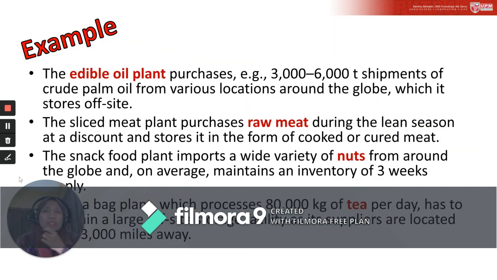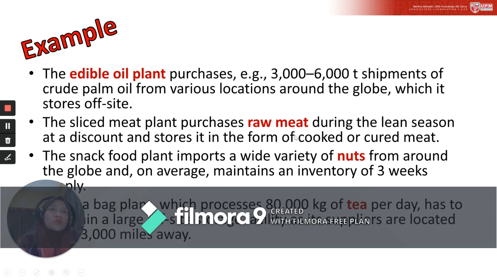This example shows the reality in the food industry. For example, an edible oil plant normally purchases about 3,000 to 6,000 ton shipments of crude palm oil from various locations around the globe, for example Malaysia and Indonesia, and normally the storage for this edible oil plant is outside.